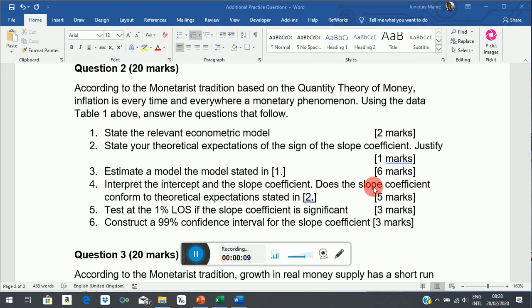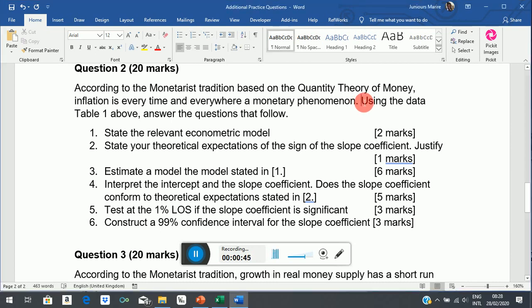This is the set of additional practice questions that I gave you. You looked at the first of these three questions in your previous tutorial, and in this particular video I'm going to discuss question two. I will not necessarily discuss every other question, but only the critical parts to help you then understand what you should be doing, right?